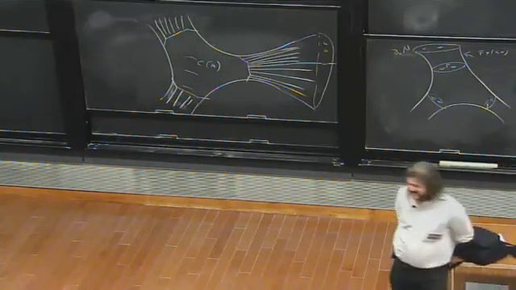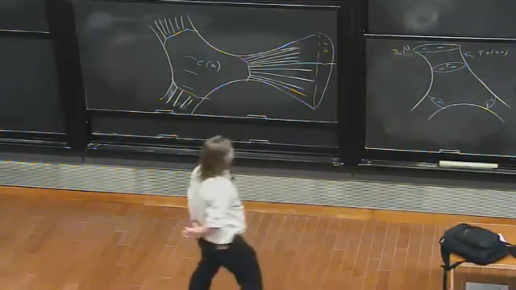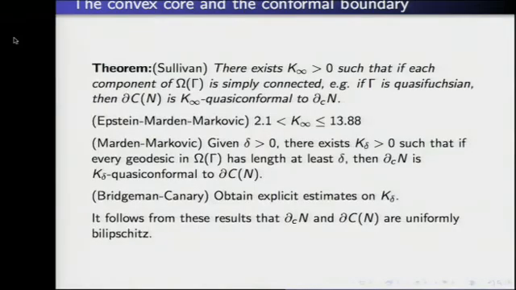So we're not really going to use this here, but I thought, since this is another great theorem of Dennis's, it's worth mentioning that there's a relationship between the Poincare metric on the conformal boundary and the metric on the boundary of the convex core. Well, actually, the first version is in terms of the conformal structure. They're uniformly comparable if you assume that each component of the domain of discontinuity is simply connected.